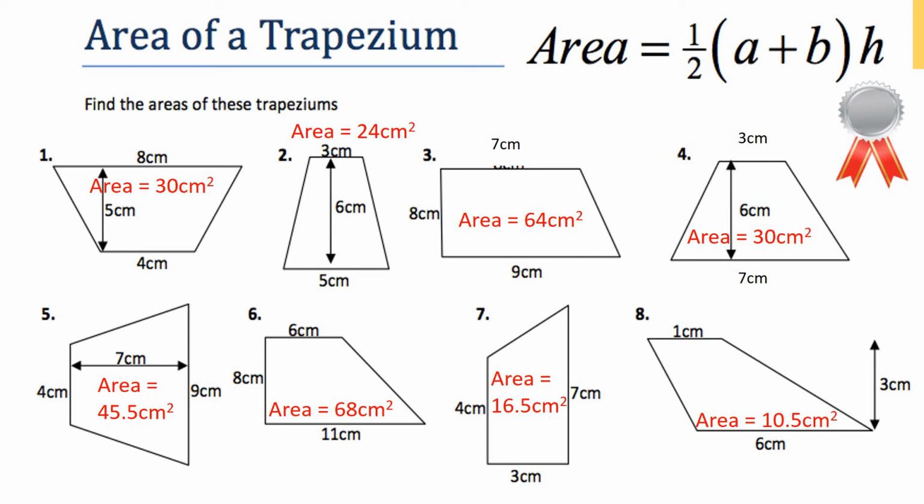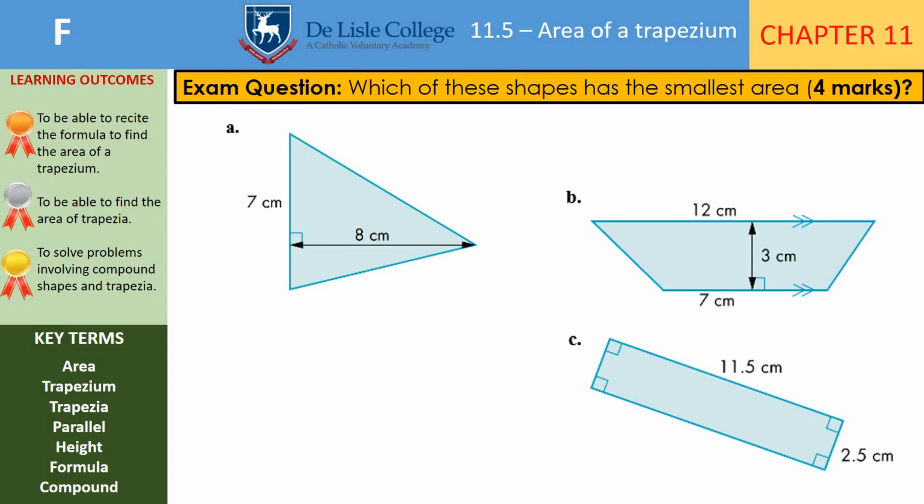Okay, let's see where we go from here. Right, here's an exam question. Which of these shapes has got the smallest area? Draw each shape out. Think about what you're going to do. Pause the video whilst you answer this. It should take you 4 minutes because it's 4 marks.